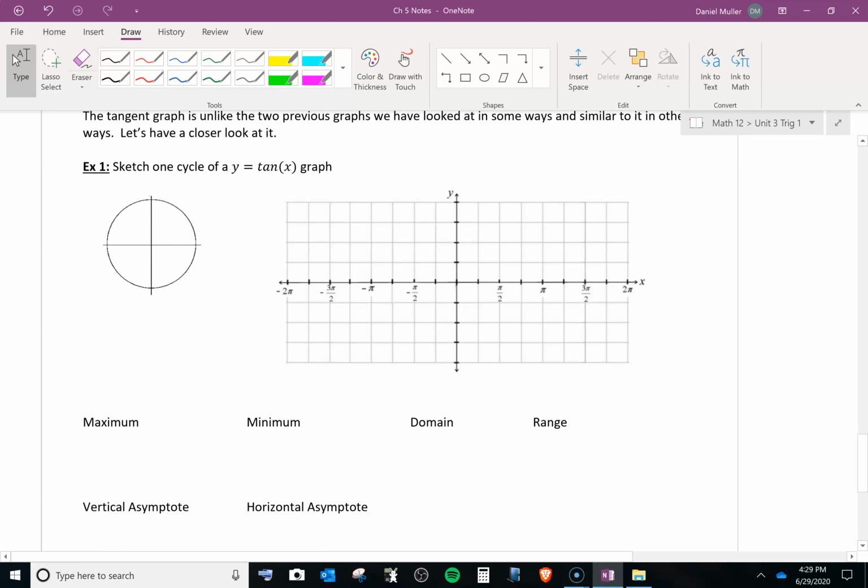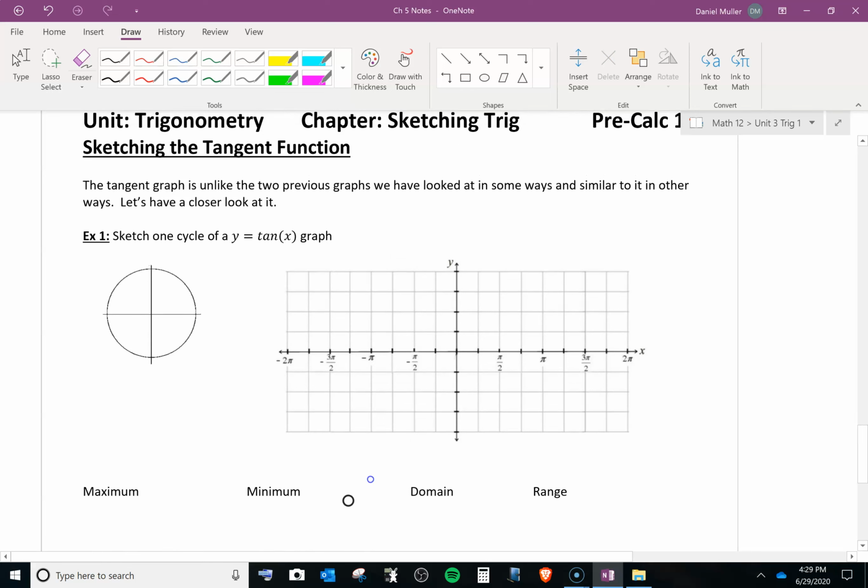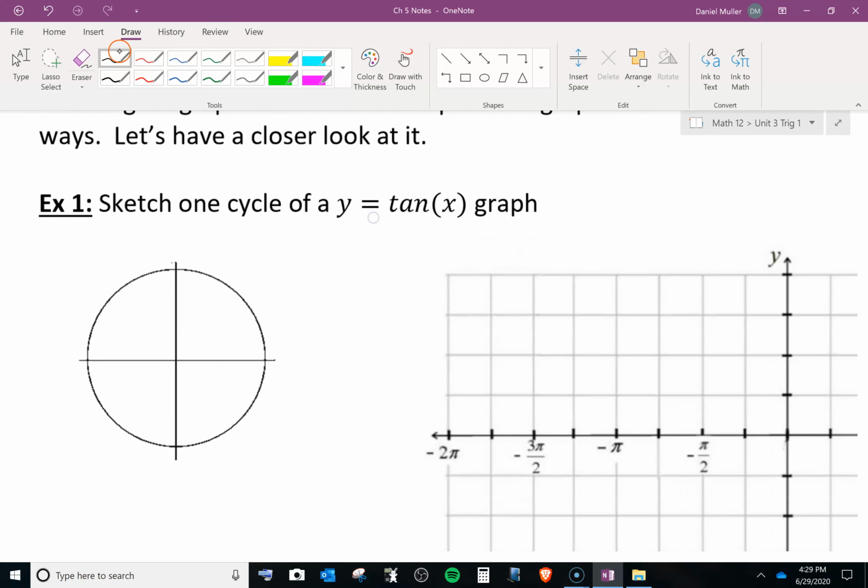Okay, so now we're looking at tangent, and the tangent graph is unlike the two previous graphs that we have looked at. So we're going to take a closer look. And let's take a, I guess we have to do the exact same thing we did the first time, which is write these down: 1, 0, 0, 1, negative 1, 0, and 0, negative 1. Problem is, cosine's the left, sine's the right, what's tangent?